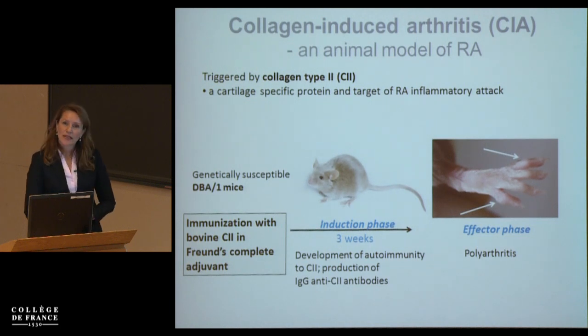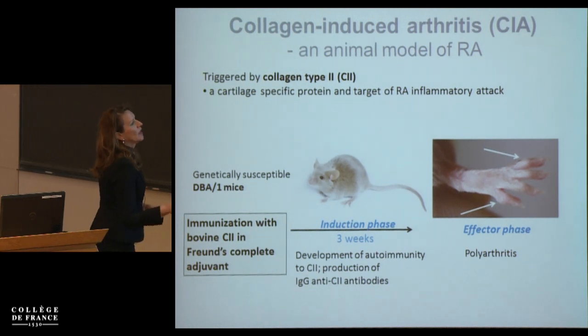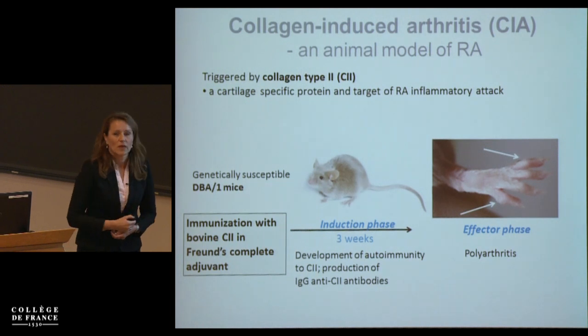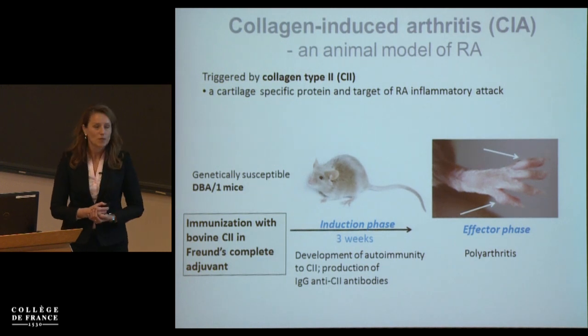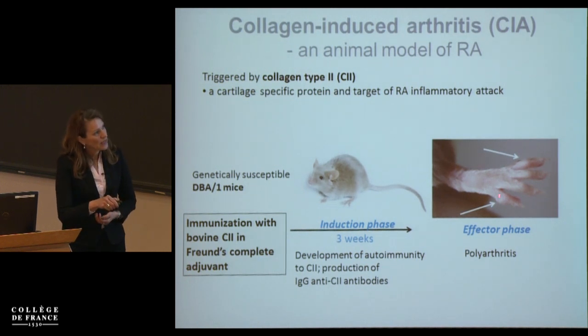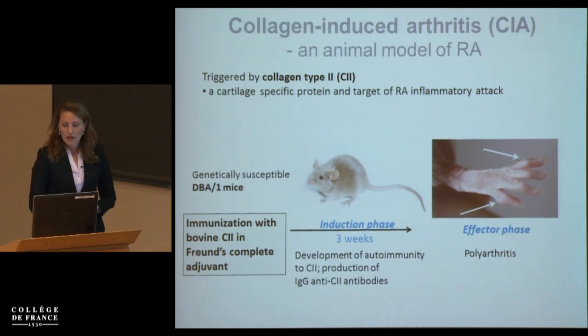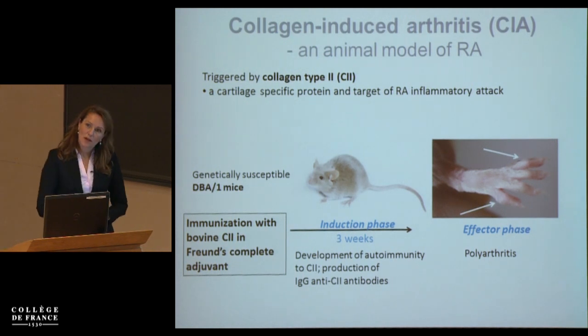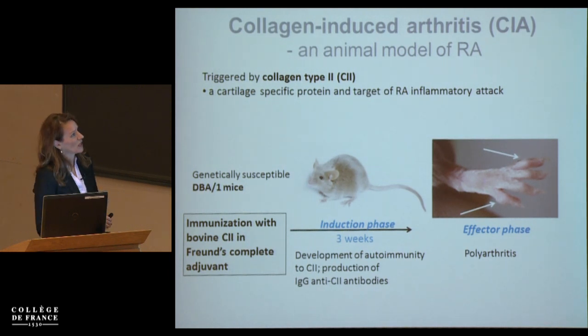But during this time, something happens with the immune system. We see that these mice start to develop an autoimmune response to collagen, and they produce IgG anti-collagen antibodies. After these 3 weeks, we call it the effector phase, and that's when the mice start to develop polyarthritis. You can also see here the swollen fingers of the mouse. There are many things that resemble rheumatoid arthritis, but we should remember that this is a model for the disease. Not everything is similar, because you need to induce it, of course.